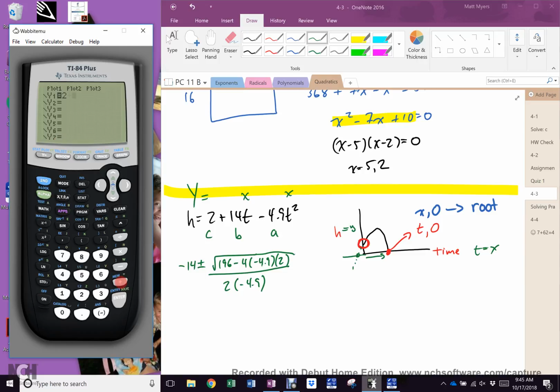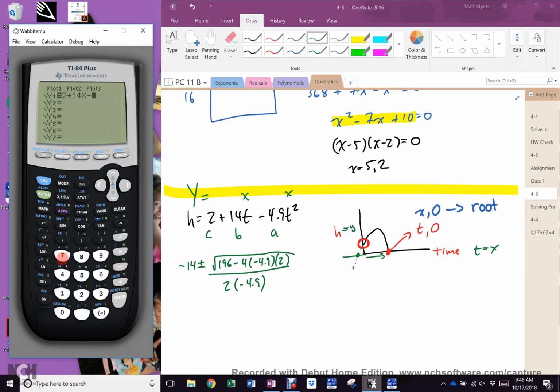Let's enter this right here. 2 plus 14. Now, we need a variable. Everybody look at that button right there. X, T, theta, N. Everybody see it? That button is your independent variable button. No matter what letter it is in the question, in this case it's T, on your calculator, because your calculator doesn't know if you're working with height and time, or time and money, or whatever. So it uses y's and x. Everybody cool?